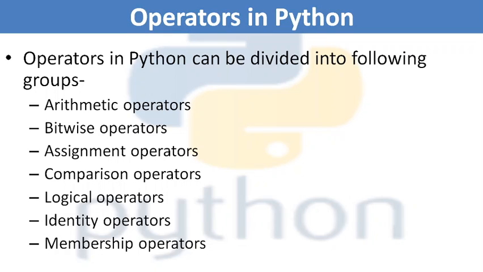Identity operators. These operators are used to check if two values or variables are located on the same part of the memory by the interpreter. Membership operators. These are used to test whether a value or variable is found in a sequence like string, list, tuple, dictionary, or set. Now let us see it one by one.